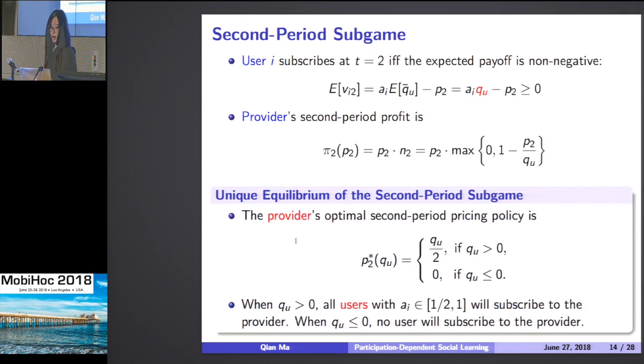And the provider's optimal second period price P2 star depends on the updated mean QU. Specifically, if QU is positive, then the optimal second period price P2 star is positive. Otherwise, it is 0. And for users, if the updated mean QU is positive, then users with high enough preference over QS will subscribe to the provider. Otherwise, no user will subscribe at all.